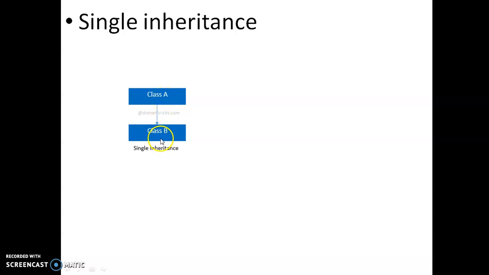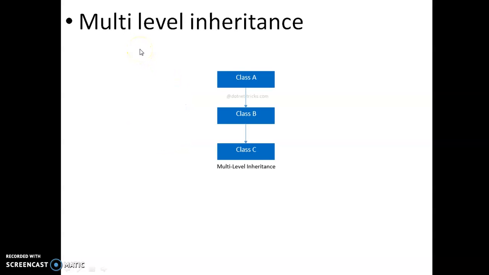Deriving the new class from one base class is single inheritance. Next one is multi-level inheritance. In this, if you see, we derive a new class from an already inherited class. Now, if you see this diagram, you can clearly understand.